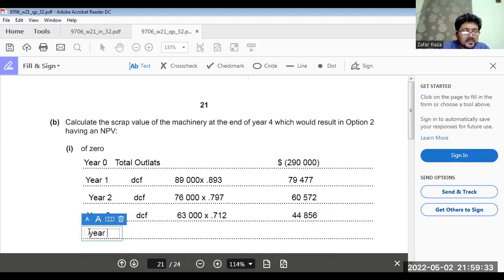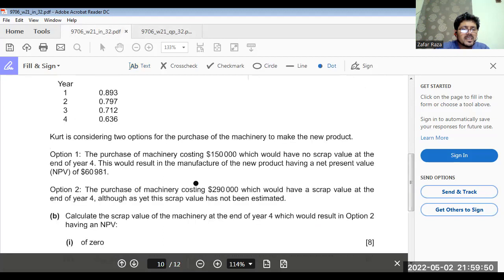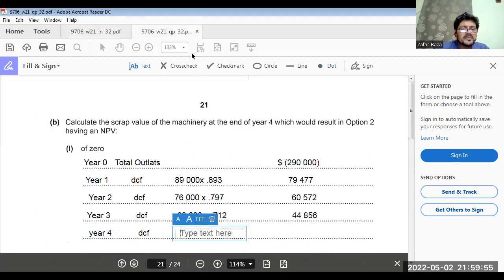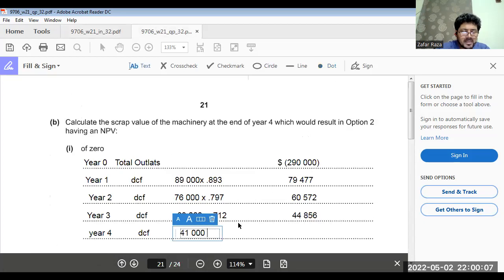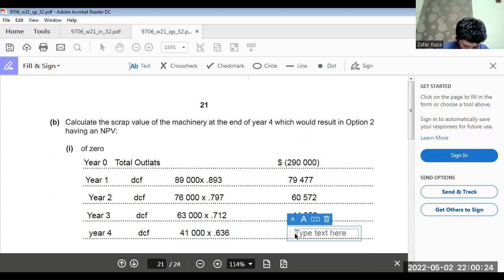Therefore, year 4, DCF, how much? We had 0.636, and 41,000. 41,000 multiplied by 0.636 gives 26,076.